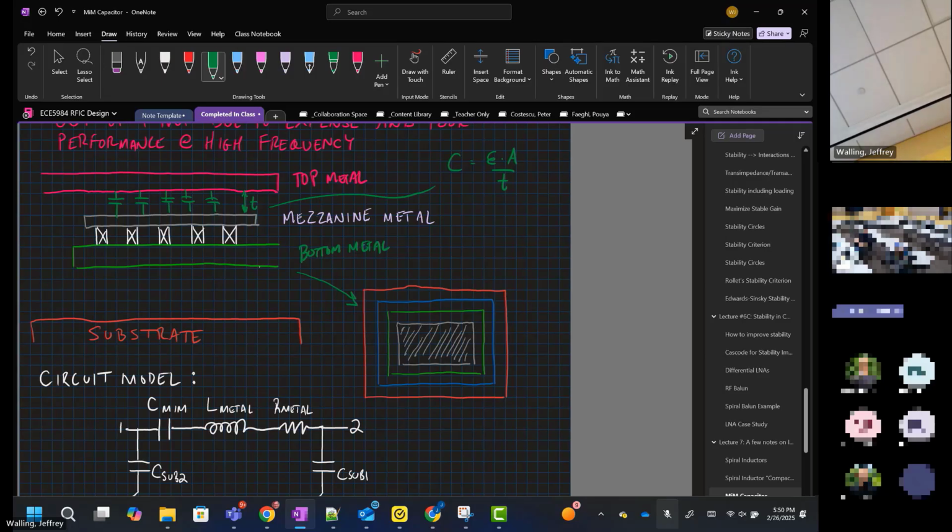So when you said they changed the T, that's fixed for one process, right? Yeah, that's fixed by the process. You can't physically change T. The process engineers will determine what they want the capacitor density to be.